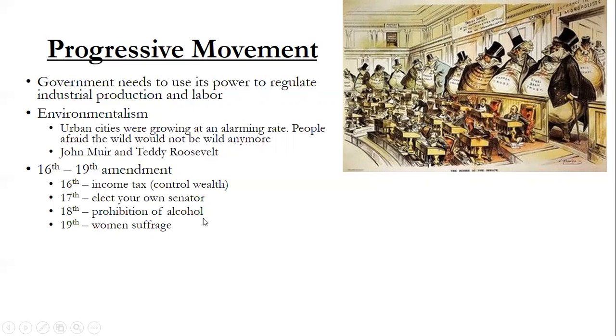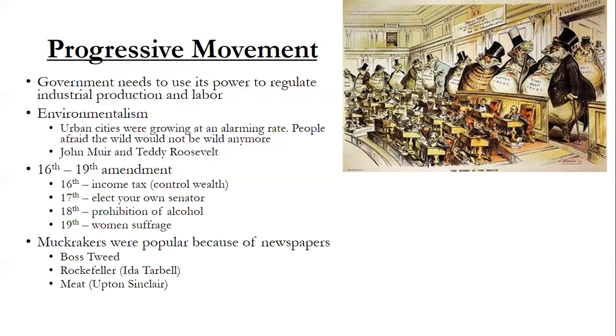The 18th Amendment is prohibition of alcohol. This was a moral reform movement that had been going on since the Second Great Awakening, so no more alcohol. And then the 19th Amendment was women's right to vote. So again, this idea of democracy expanding to women.